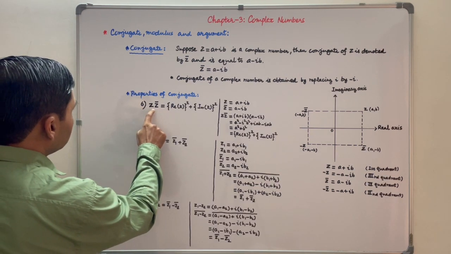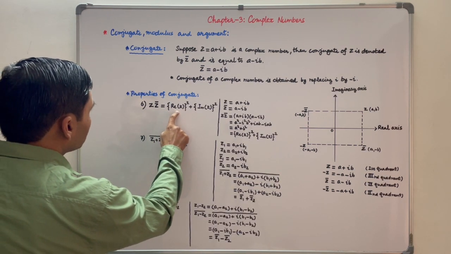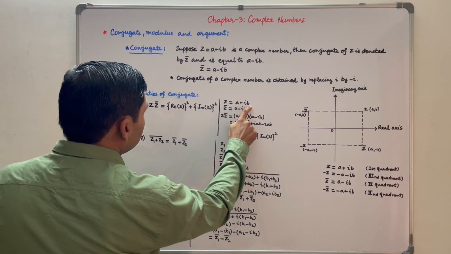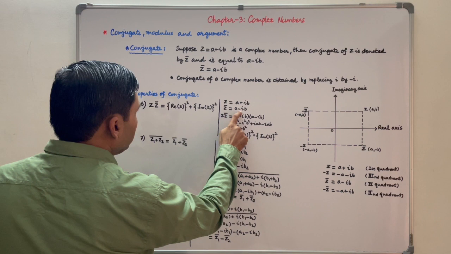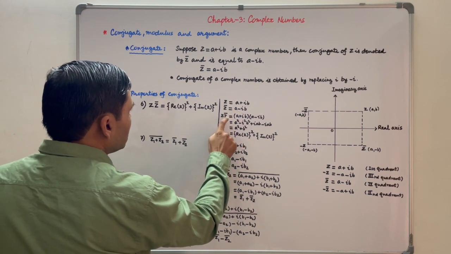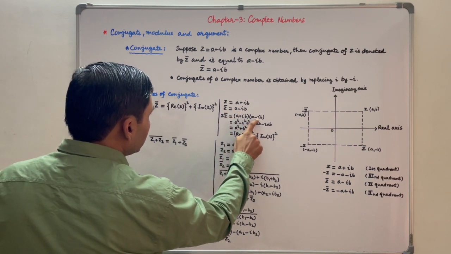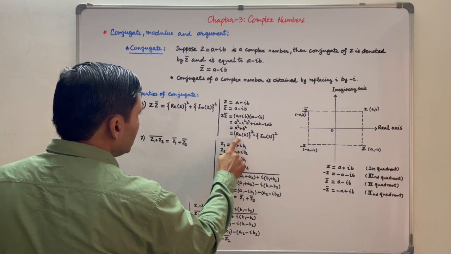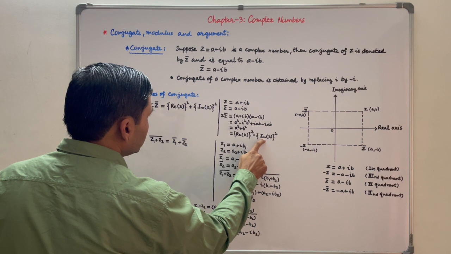Sixth property, z into z bar is equal to real of z square plus imaginary of z square. Suppose z is equal to a plus ib. So z bar is equal to a minus ib. Z into z bar is equal to a plus ib into a minus ib, which is equal to a square plus b square. That is real of z square plus imaginary of z square.